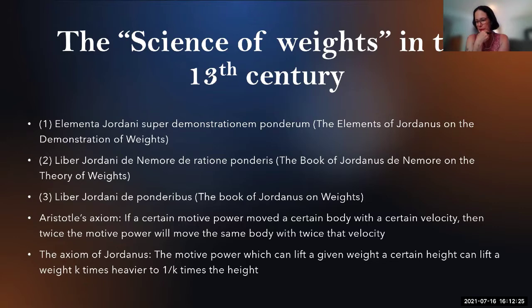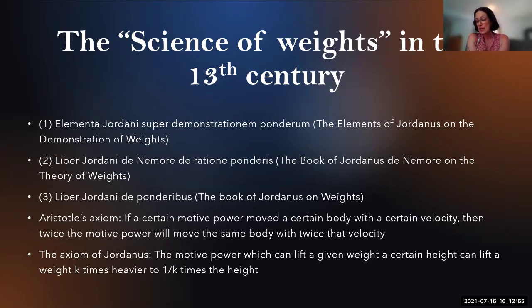So an important principle from the Mechanica ascribed to Aristotle, called Aristotle's axiom, states that if a certain motive power moved a certain body with a certain velocity, then twice the motive power will move the same body with twice that velocity. That's a dynamic principle, and in statical terms, it means that the motive power is equal to the weight of the moved body times the distance through which it moved.